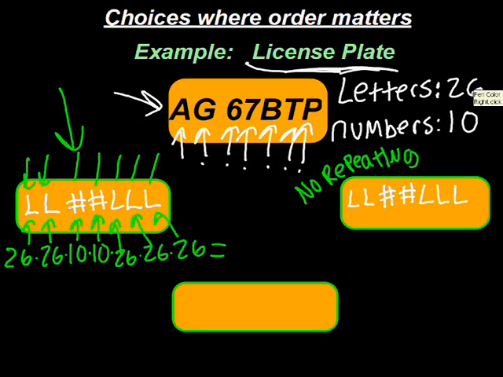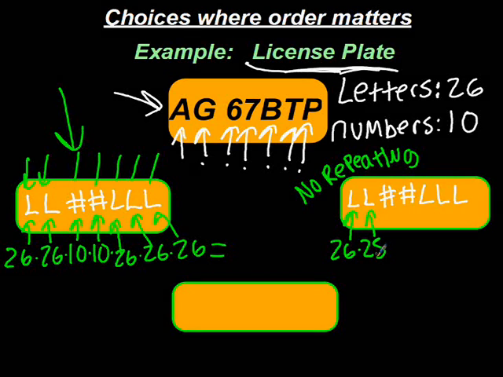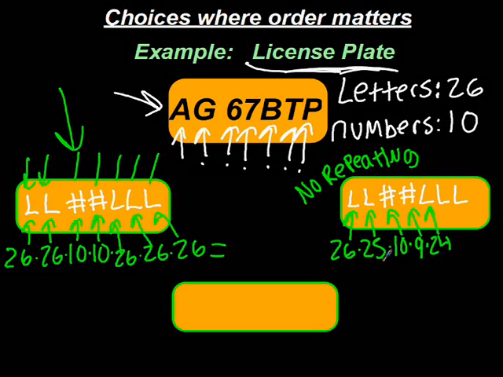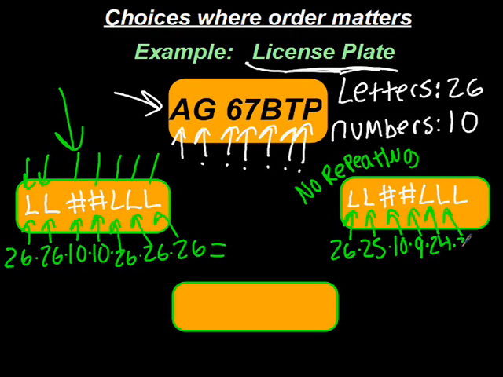Well, in the first block, I have 26 letter choices, but the next one, I've already used a letter, so now I only have 25 choices. Now in the next spot, I have 10 whole numbers, but in the next one, I only have 9 left because I already used one in this slot right here. Now the next one, I'm going to use 24 different choices of letters. I've used 2 over here, so I have 24 left. Then I have 23 choices, and the last one, I only have 22 choices of letters.